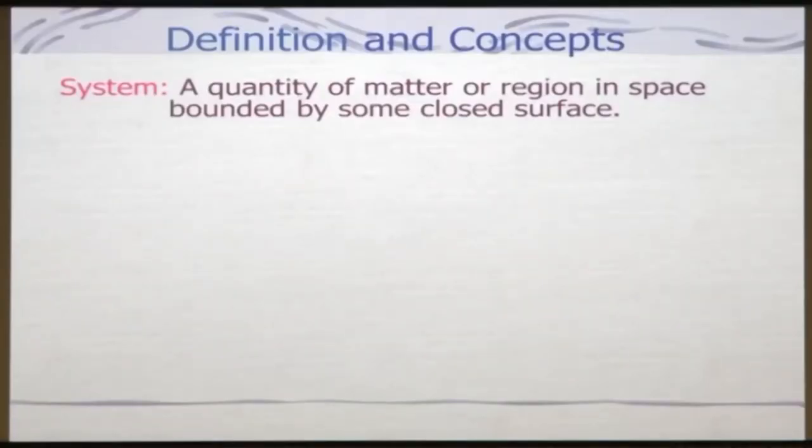Now we need to define this. Whenever there is an energy exchange taking place, there will be some change in the properties, and the properties will change only through the matter. We have already seen microscopic and macroscopic. Without matter, can you think of it? You cannot think of a change in the state without an interaction taking place. So we can define a system as a quantity of matter or a region in space bounded by a closed surface.